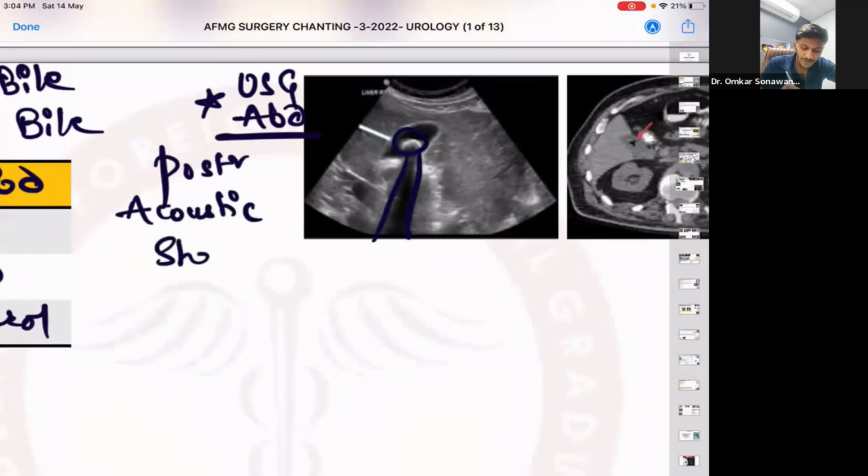Why is it important? It is important to differentiate gallstone from a gallbladder polyp. HIDA is usually done in cholecystitis, not in cases of gallstones. So in gallstones the investigation of choice is ultrasound abdomen, which is easy, cheaper, and easily accessible, and it will show a posterior acoustic shadow. If a posterior acoustic shadow is seen, then definitely it is a gallstone. If it is not seen, then it would be a gallbladder polyp. This is how you differentiate.